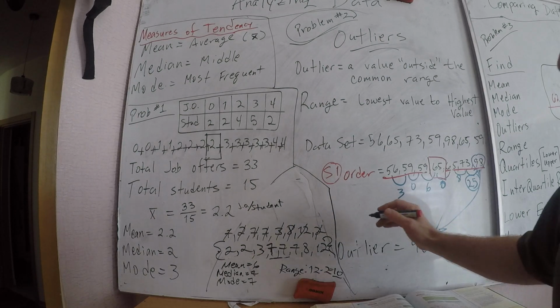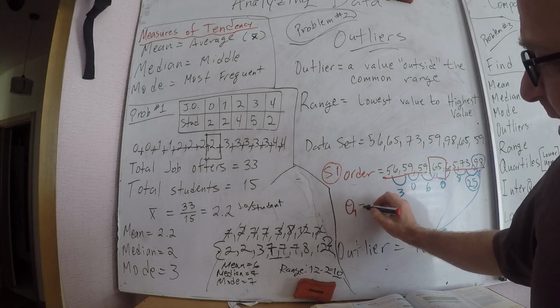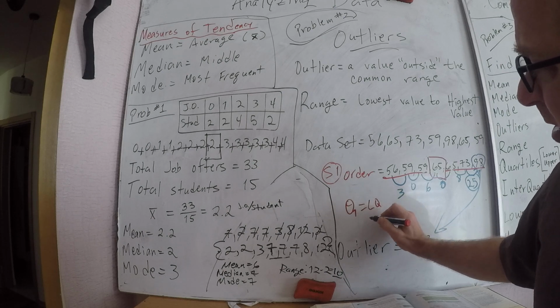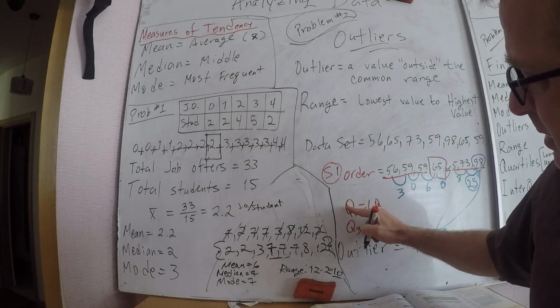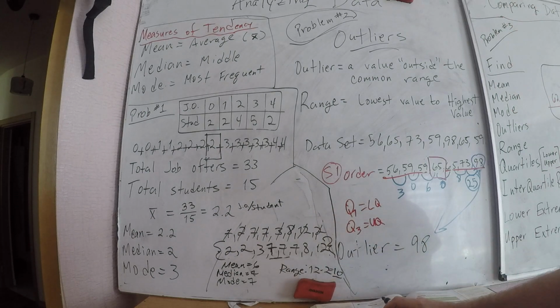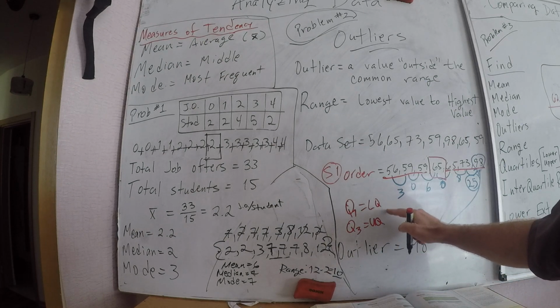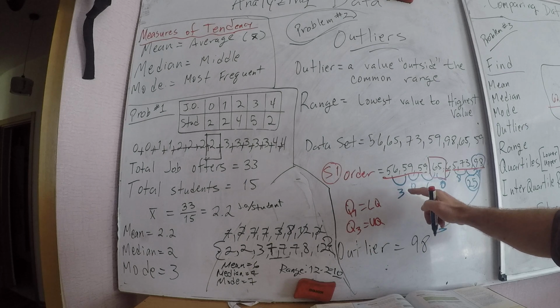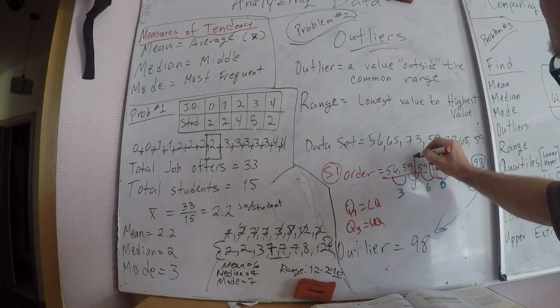Well, there's quartile 1, and that's the lower quartile. And there's quartile 3, and that's the upper quartile. And these are medians. They're medians. What is the median of the value below our median? What is this median? 56, 59, 59, odd number, it's this guy.